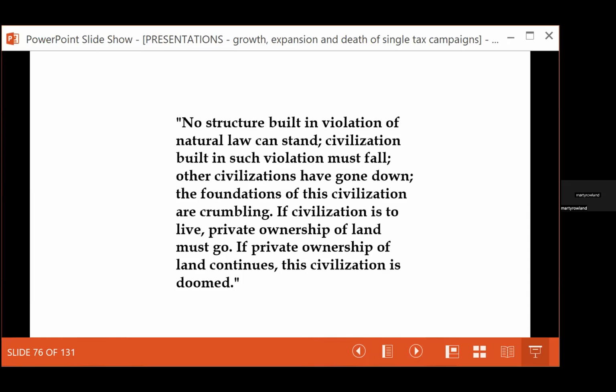I guess I'll wrap this up. No structure built in violation of natural law can stand. Civilization built in such violation must fall. Other civilizations have gone down. The foundations of the civilization are crumbling. If civilization is to live, private ownership of land must go. If private ownership of land continues, this civilization is doomed.